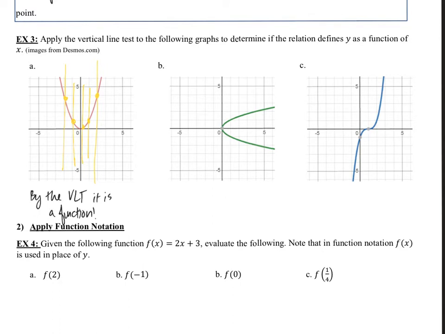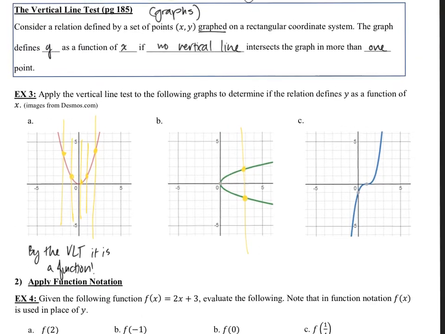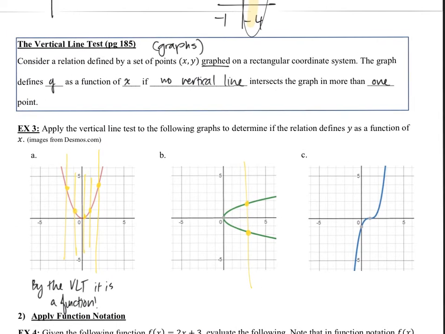Huzzah. All right. Now take a look at B and try to drop a vertical line yourself and see what you get. Well, once again, I could drop a line there, but that's not helpful at all. How about if I drop a line here? Look at that. I intersect there and there. I intersect my graph in two points. I said it could only intersect once, per the definition.